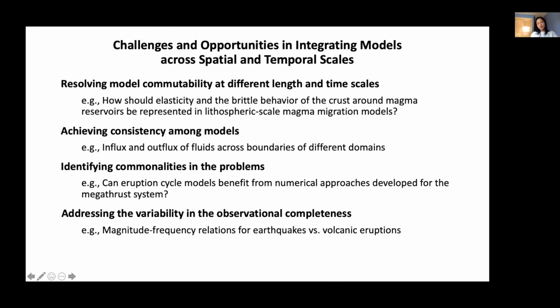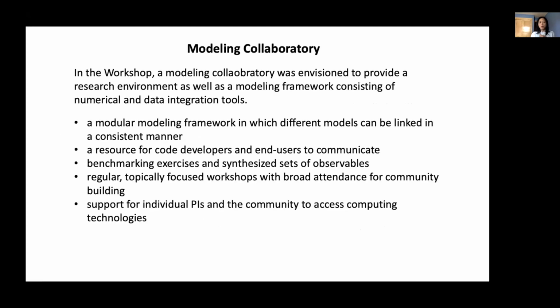This is also summarized in the EOS article: achieving consistency among models, identifying commonalities in the problems, addressing the variability in the observational completeness. I want to emphasize that we have a lot of observations, but the completeness or availability is not uniform. Some problems have more observations than others. So how do we deal with that?